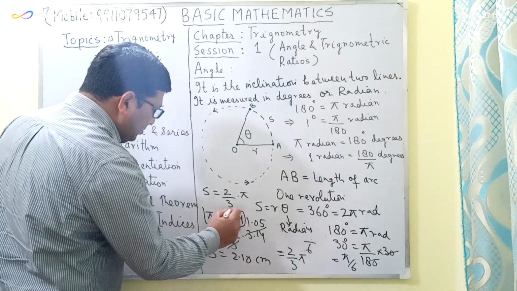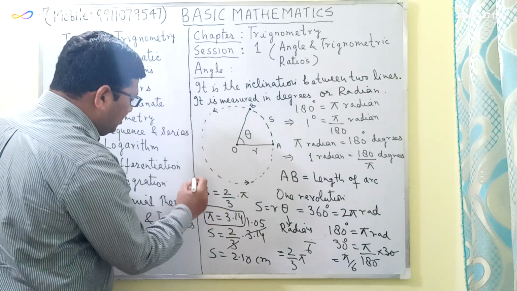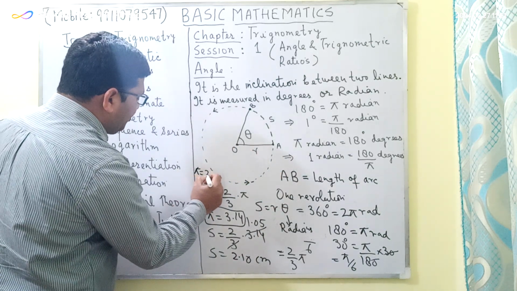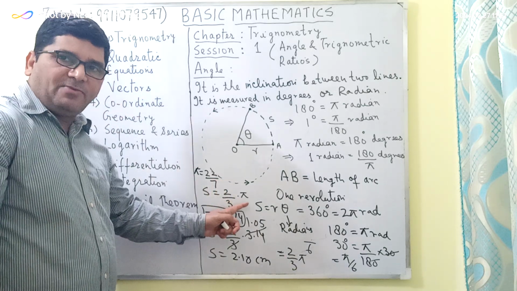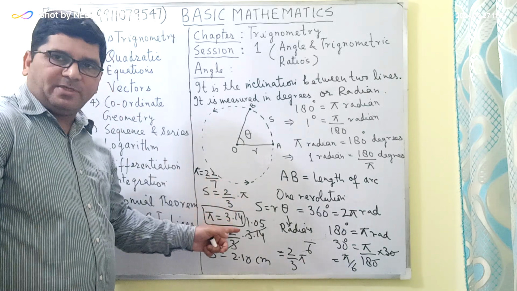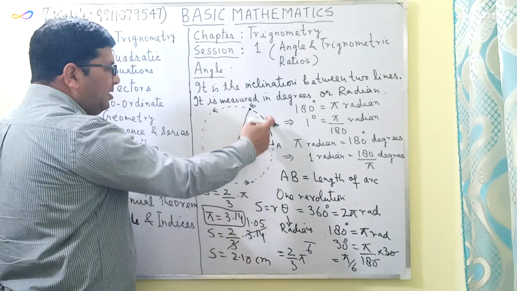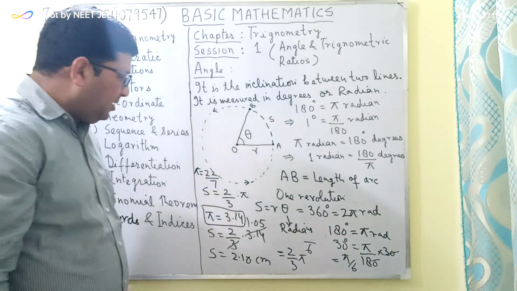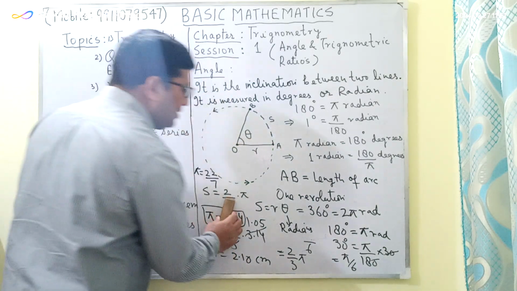which is equal to 3.14. And pi is also equal to 22 by 7. So you can also put this value here. You can also put the value of pi as 22 by 7. So by putting this value, we will be able to get the length of this arc. So this was another important point which I just wanted to discuss here.